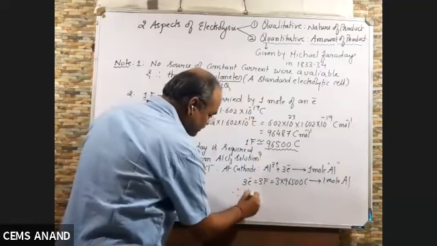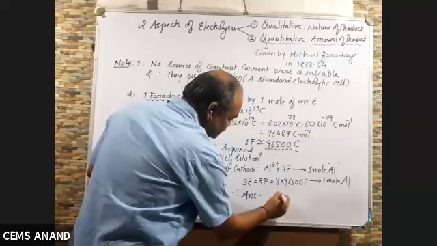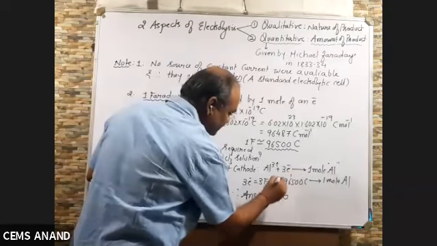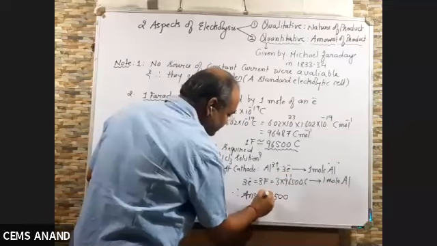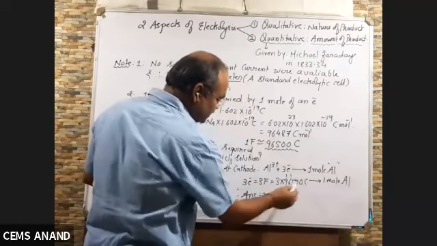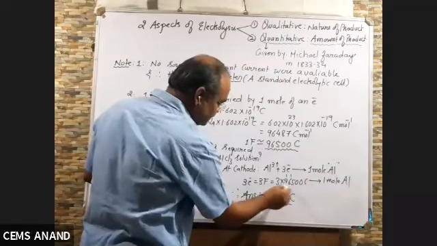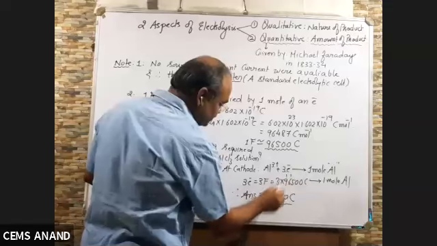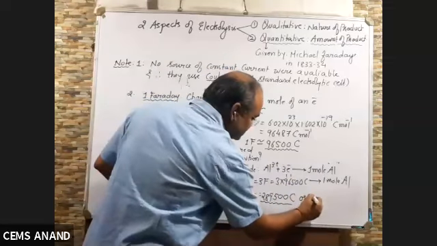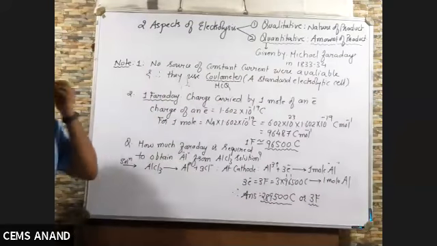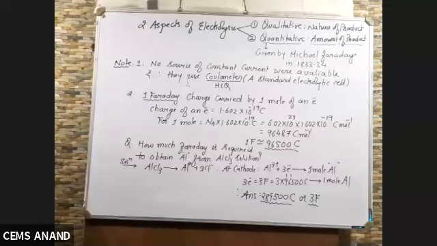Therefore, answer is 0, 0, 5 3s are 15, carry 1, 6 3s are 18 plus 1, 19, carry 1, 9 3s are 27 plus 1, 28, so 289500 coulomb. You can check the multiplication again. This much, or you can say 3 Faraday current. Clear? So you can take a screenshot. Capture, sir.